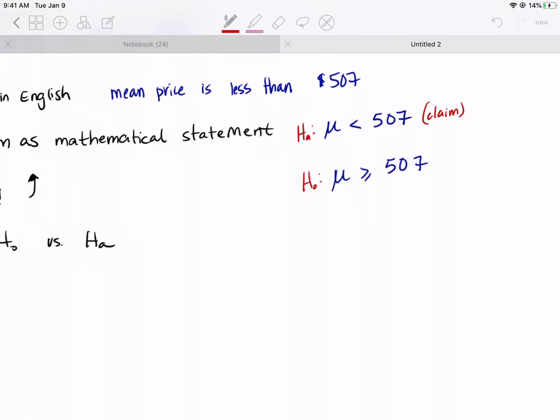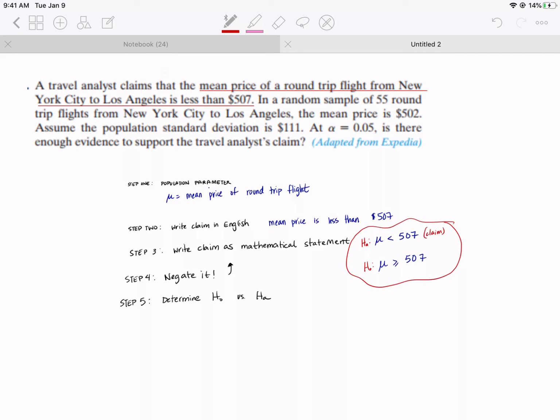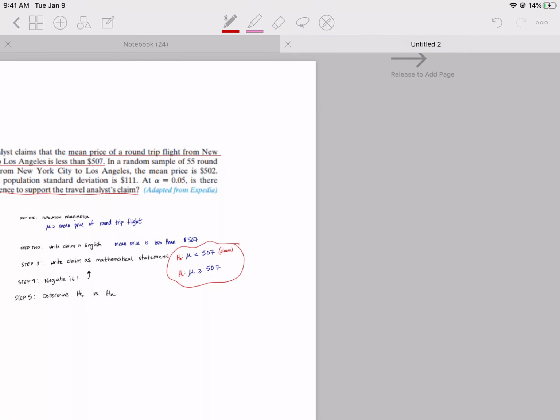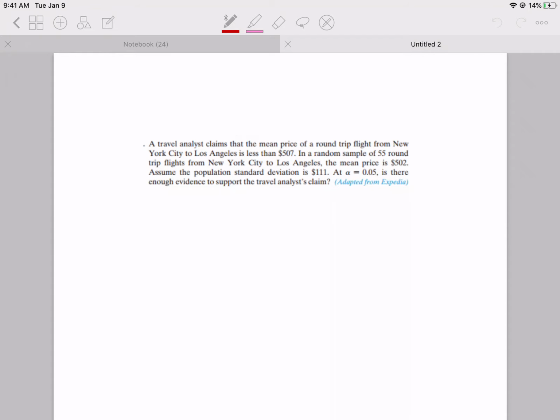So do you remember that the only way you can conclude that there's enough evidence to support the claim is if the claim is the alternative hypothesis? This is just the ramification of how we interpret the results of the hypothesis test. Did we already do that? Yeah, we just did that one. So we're done. That's it. All right, I hope this is helpful.